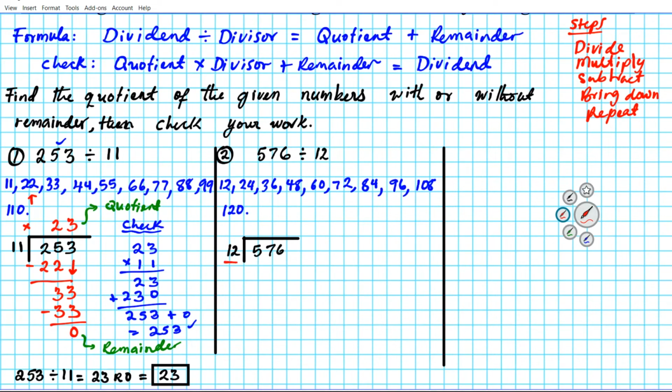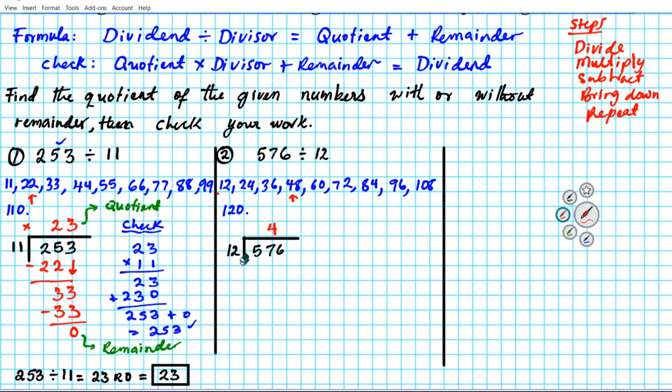How many times does 12 go into 57? Notice we look at the first 2 digits of our dividend since our divisor is a 2-digit number. How many times does 12 go into 57? Or what is 57 divided by 12? If you take a look at the list here, we do not have 57. It goes from 48 to 60. So 12 doesn't go into 57 evenly. So we pick the biggest multiple of 12 that's smaller than 57, which is 48, and divide. What is 48 divided by 12? 48 divided by 12 is 4 because 4 times 12 is 48.